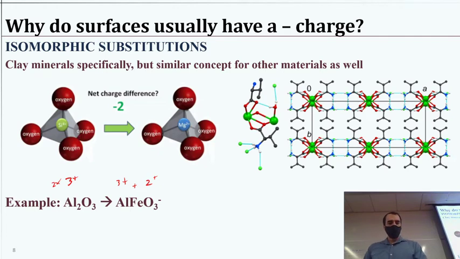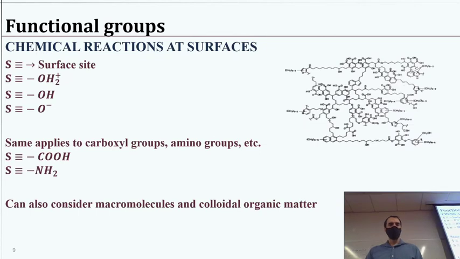So that's kind of the first component. Another thing that can happen is we can have chemical bonds at a surface. And so here I'm writing the surface as this S with the three bars here. That's at some sort of surface site. And again, with the clay minerals, and in this case, the surface could be the surface of a particle, or it could be the surface of your reactor wall. It could be any surface, okay?